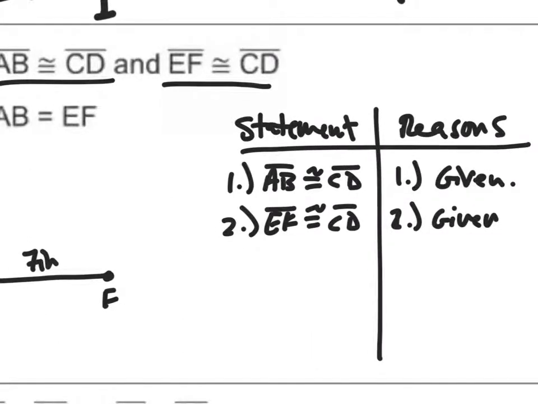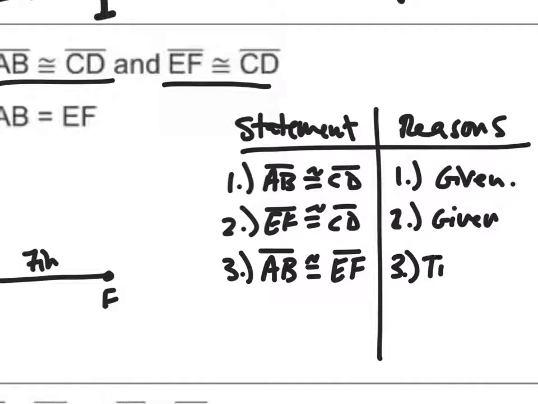So now, AB is congruent to CD, EF is congruent to CD. Then the third statement we would say is that AB is congruent to EF. The reason why is the transitive property.